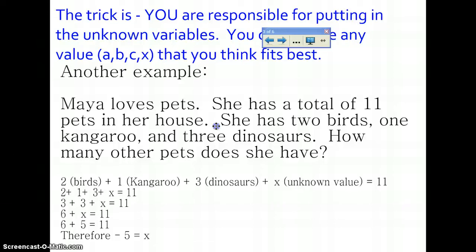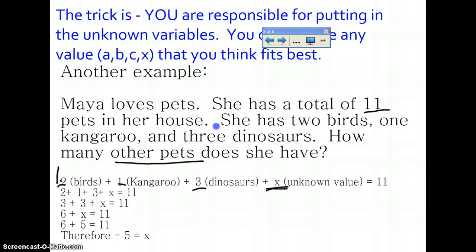So here's what I know. I know she has 2 birds. I'm going to add that to 1 kangaroo. So we have 2 birds here. I have 1 kangaroo. I have 3 dinosaurs. I don't know what the value of the other pets is. That's what we're trying to figure out. I know the total pets is 11, but I don't know the value of the other number of pets. So that is going to become x to me. So the unknown value in this situation is the amount of other pets, so I made it x. So my equation looks like 2 plus 1 plus 3 plus x equals 11.